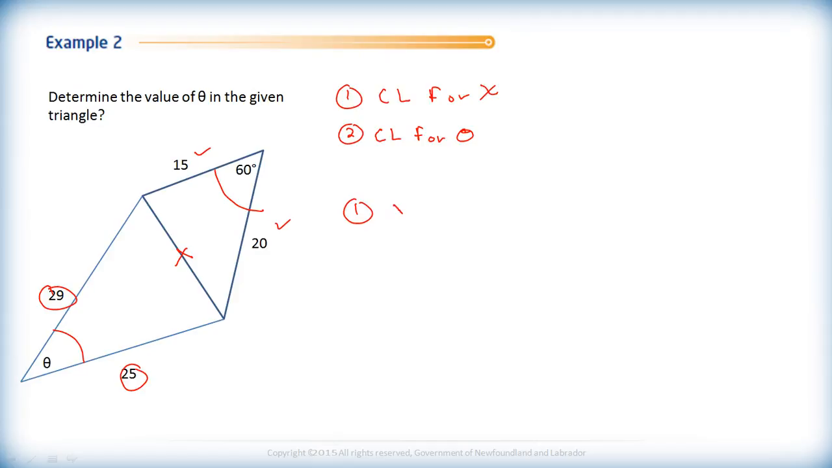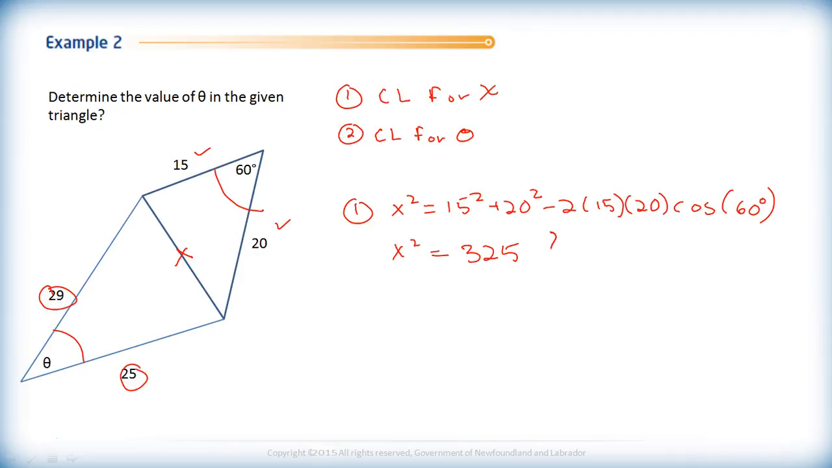So our first step, x squared is going to be equal to 15 squared plus 20 squared minus 2 times 15 times 20 times the cosine of 60 degrees. So then x squared will be equal to 15 squared plus 20 squared minus 2 times 15 times 20 cosine 60, and that's 325. So x then will be the square root of that, or roughly that. So the square root of 325 is about 18.0. So we're going to call that about 18.